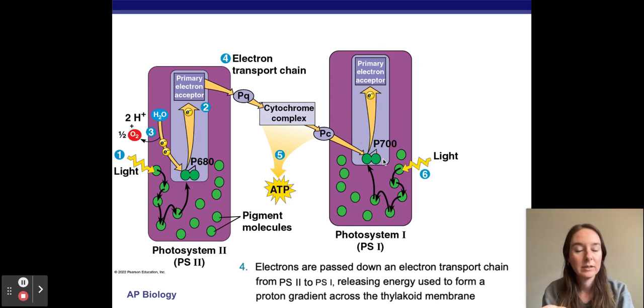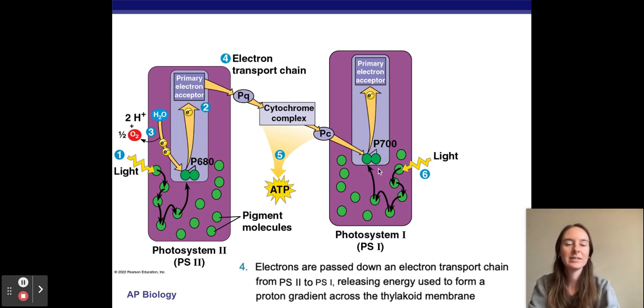Now these electrons need to be replaced, and so light is going to hit the chlorophyll molecules here again. Electrons will be passed until they reach P700 to replace the electrons that were lost. Light is supplying the energy to keep this P700 full of electrons, because when it loses electrons, we need more electrons to be replenished. And so light will provide the energy. It will be converted into electrons, which will now replace the electrons here.